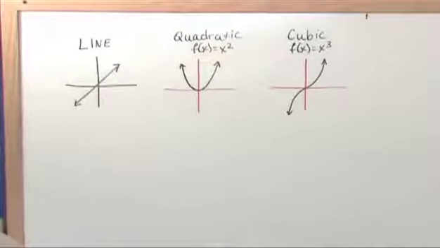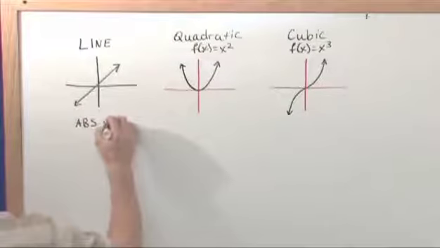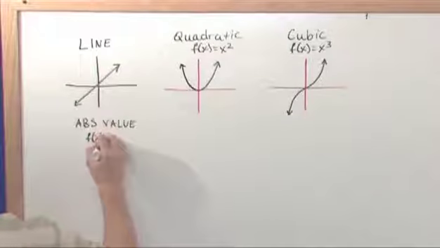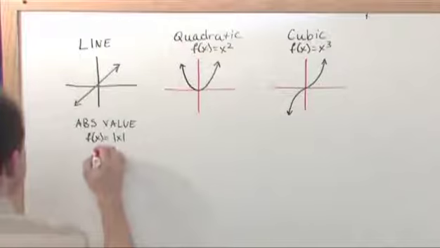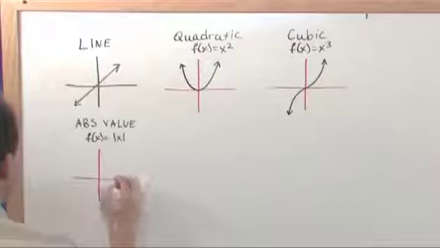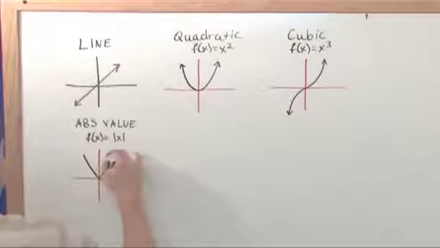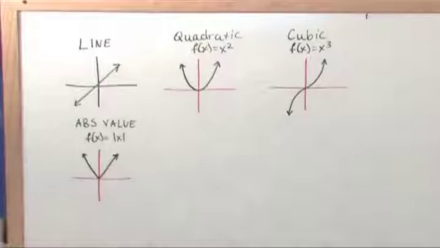Okay, another one is the absolute value, which would be something like f of x is equal to absolute value of x, okay? And that one had a pretty unique shape to its graph, okay? That one kind of looked like a upside down triangle, okay? It goes on forever like this, okay?